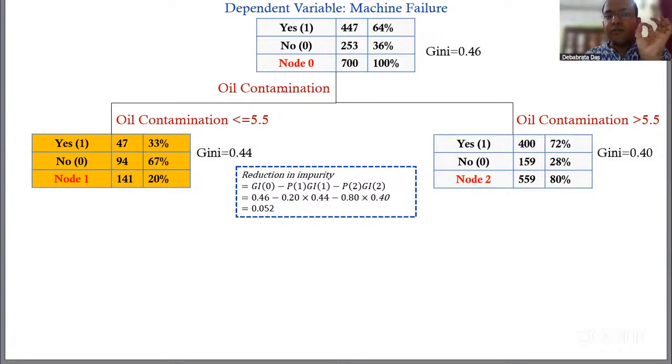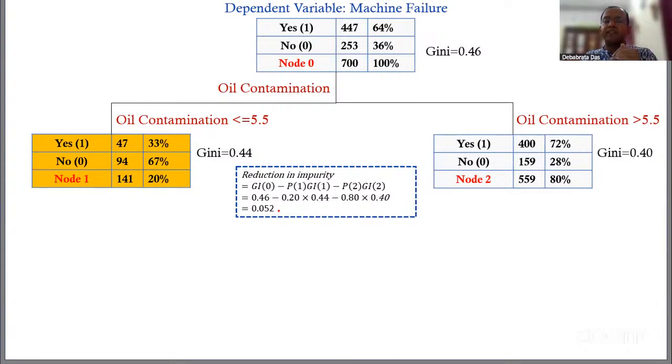Now, in place of oil contamination, if I bring any other variable, utilization, age, or any other cutoff, then my reduction in Gini will be less than 0.052. So this is the maximum possible reduction.